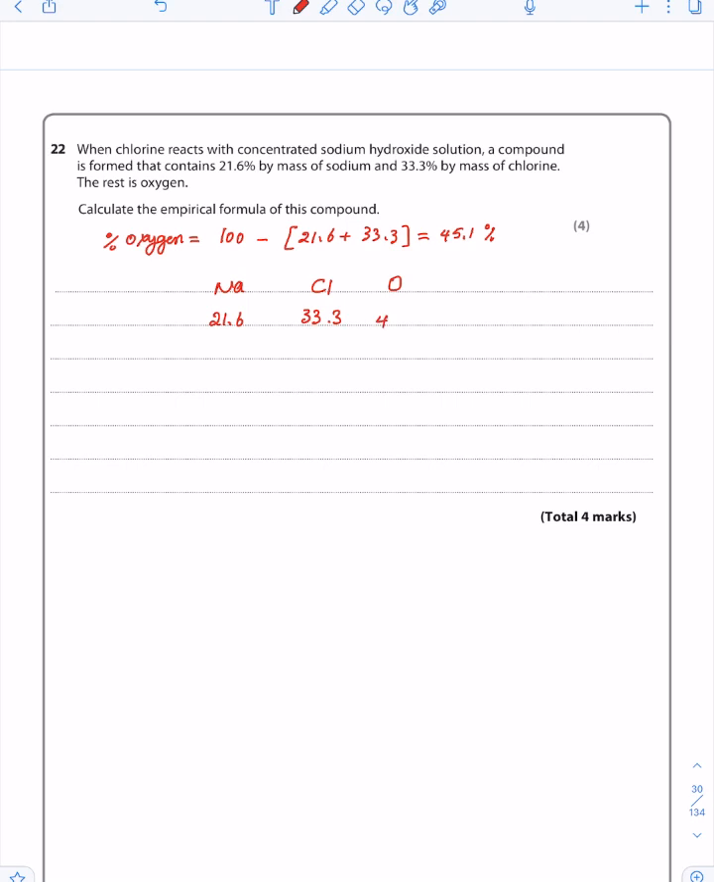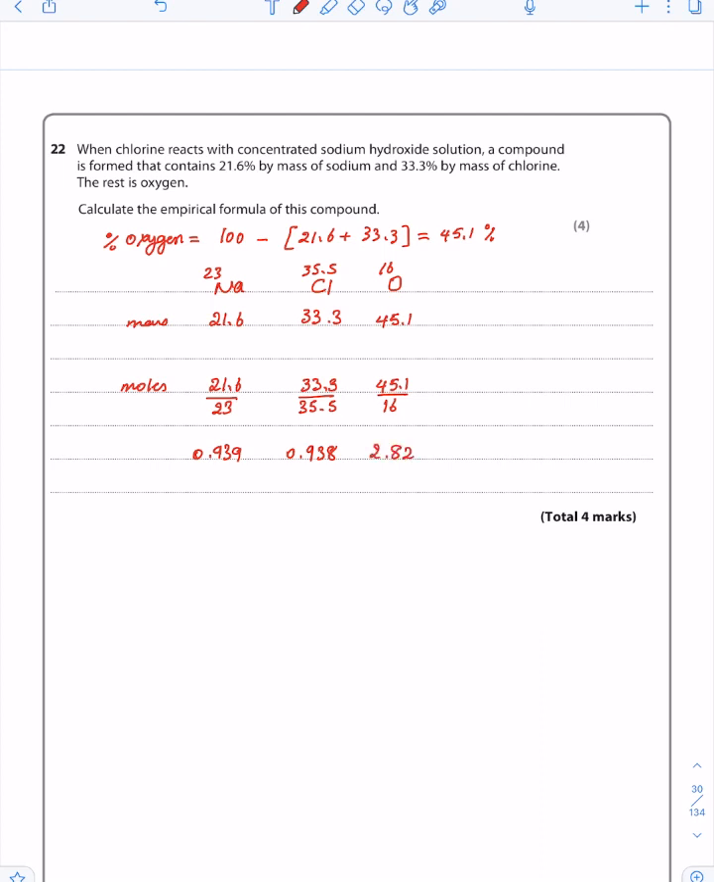يبقى الأكسجين بالنسبة لي 45.1 جرامز، ده الماس بتاعه. يبقى الصوديوم كلورين أكسجين هنجيب المولز، هنديفايد الماس over الاتوميك ماس، يبقى هنا 33.3 over 35.5 وهنا 45.1 divided 16. هنطلع المولز، أول واحدة 21.6 divided 23 دي تطلع 0.939، و 33.3 divided 35.5 دي هتطلع 0.938، و 45.1 divided 16 دي هتطلع 2.82.